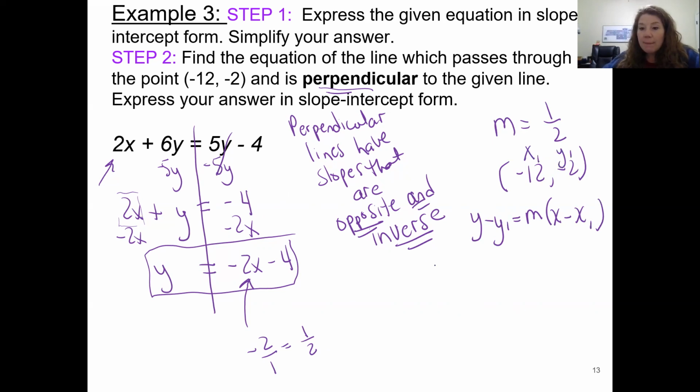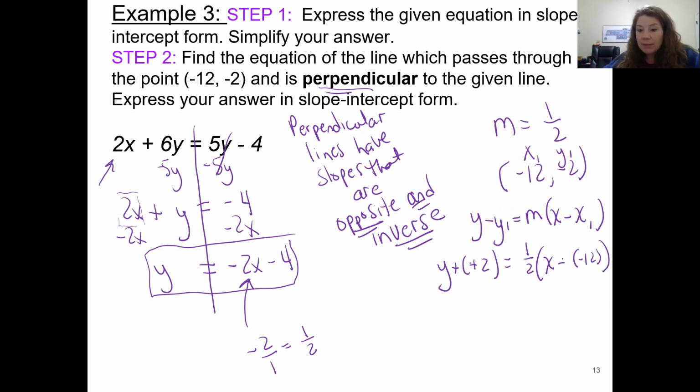So y minus y1, I don't know why I keep saying y2, equals m times x. Oh, we know our slope. Just kidding, not m when you know it. m is 1/2 times x minus negative 12. All right, we've got two bam bams, right?